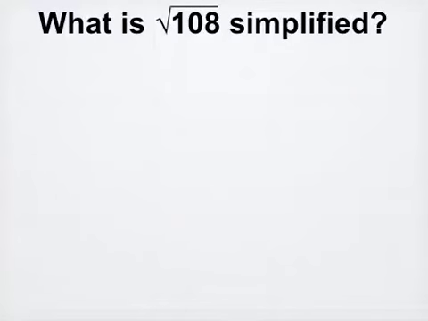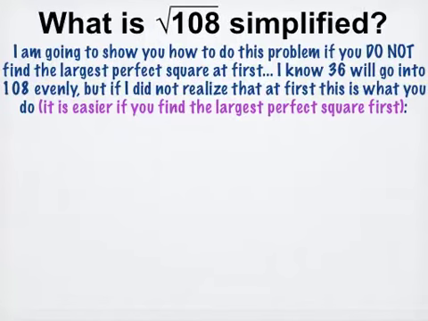This next example says, what is the square root of 108 simplified? And I'm going to do this one a little bit differently. What I'm going to do is show you how to do this problem if you do not find the largest perfect square at first. It's really easy if you make a list of your perfect squares.